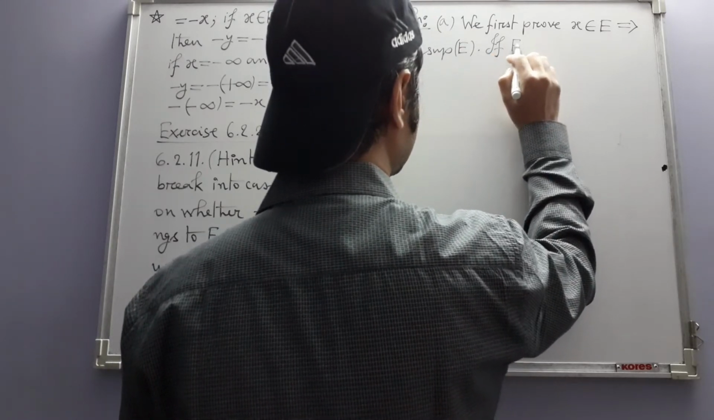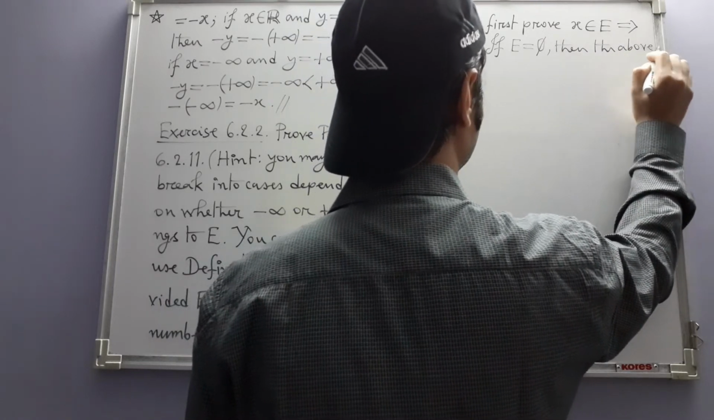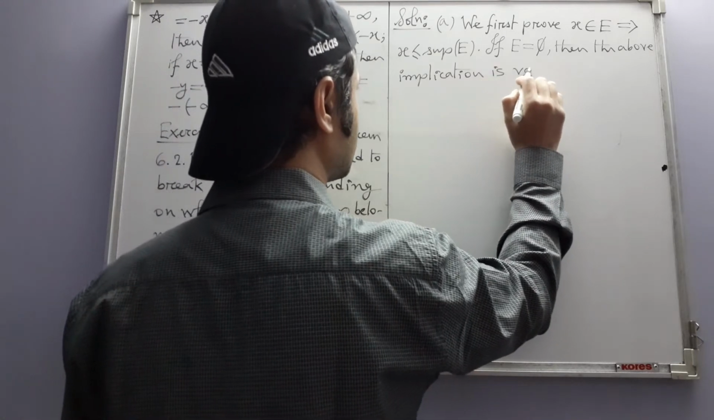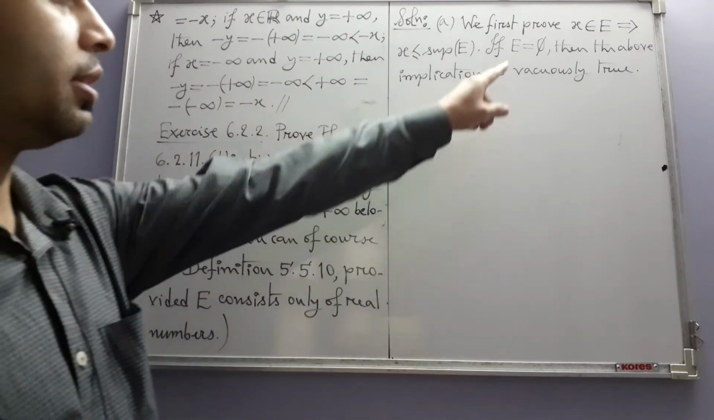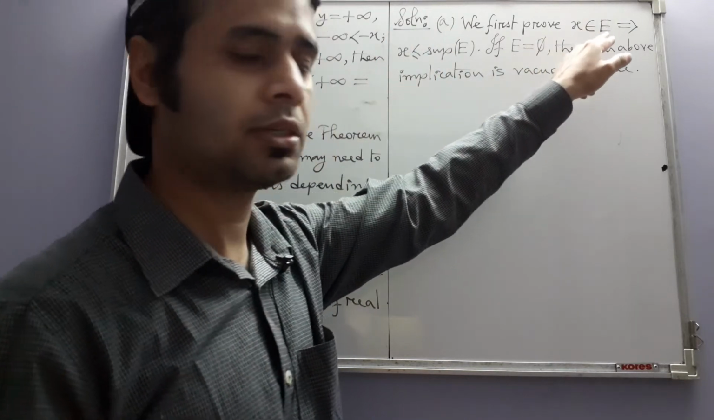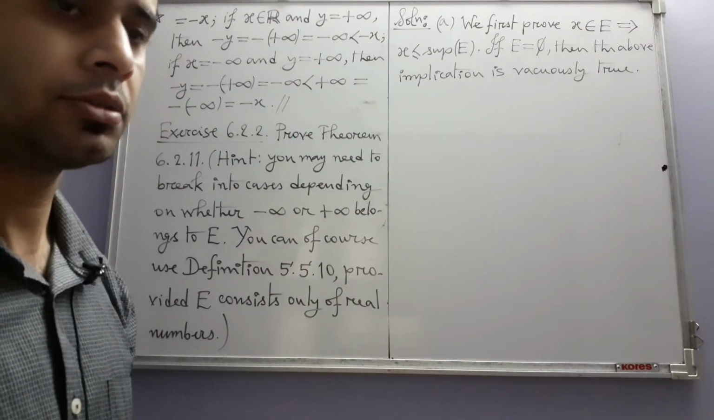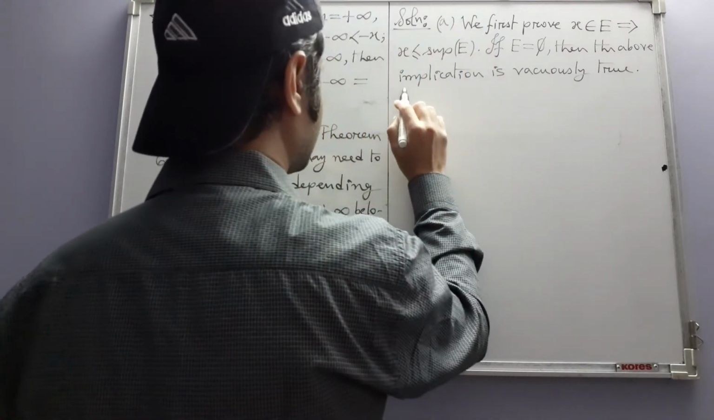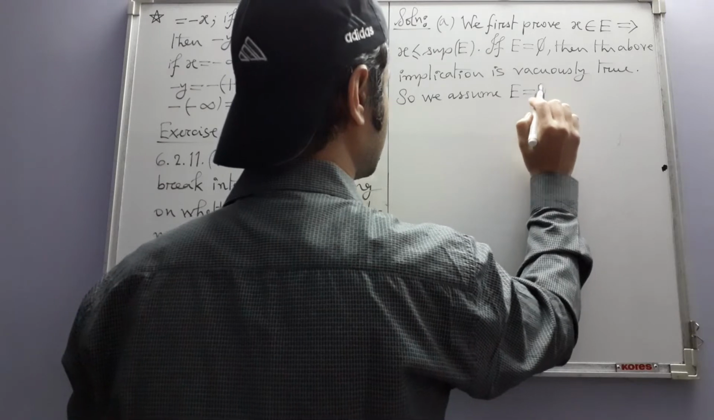If E is empty, then the above implication is vacuously true, because in this case the hypothesis of this implication is false. An implication has two parts, right? The first simple statement is the hypothesis, and the second simple statement is the conclusion. When the hypothesis is false, then the implication is vacuously true, and that's what is happening in this case. If E is empty, then the hypothesis is false. So we assume E to be non-empty.